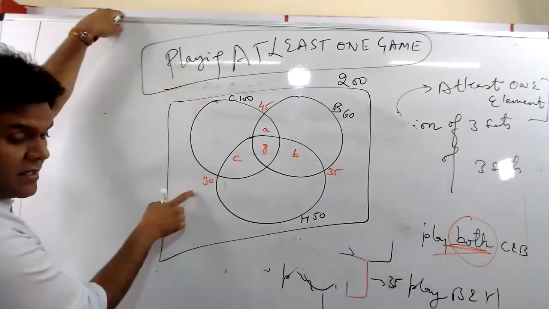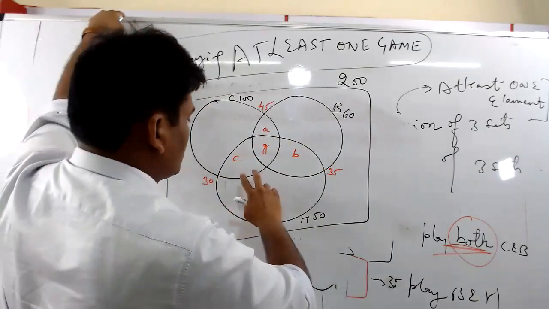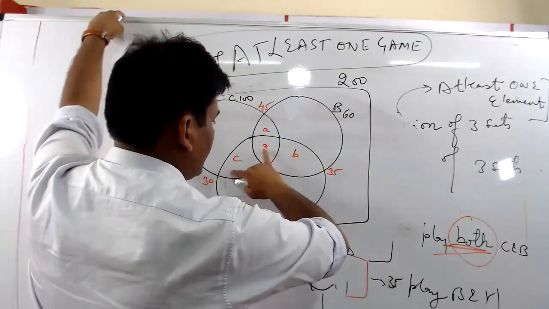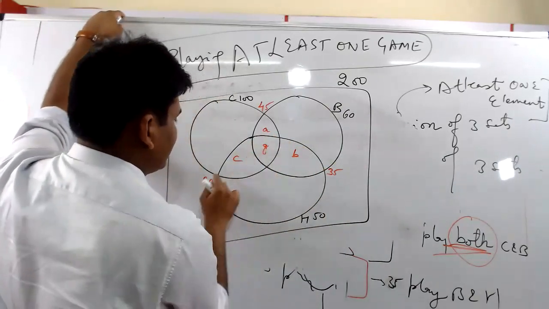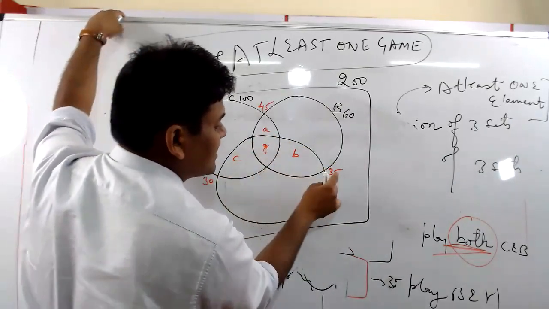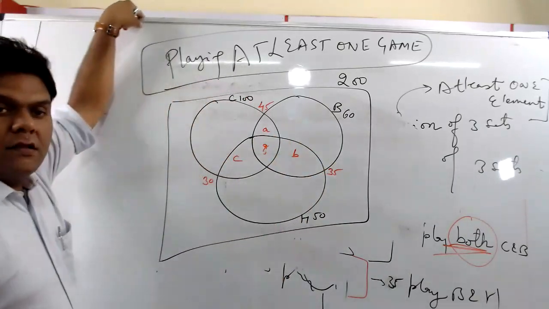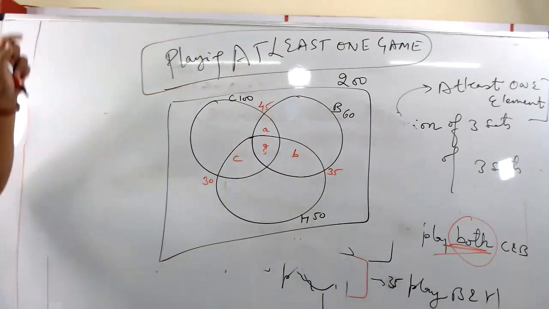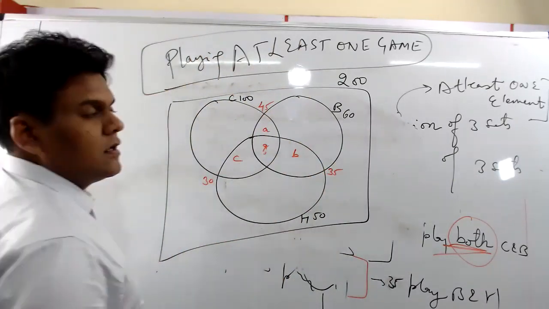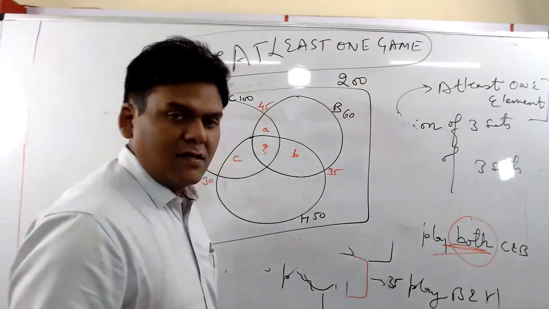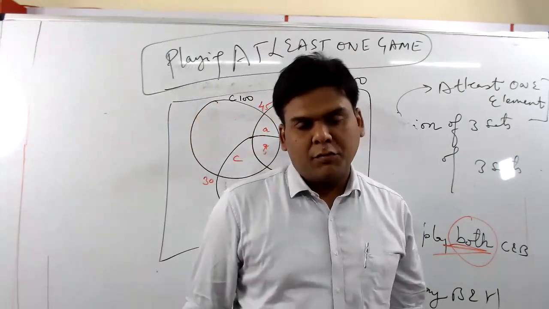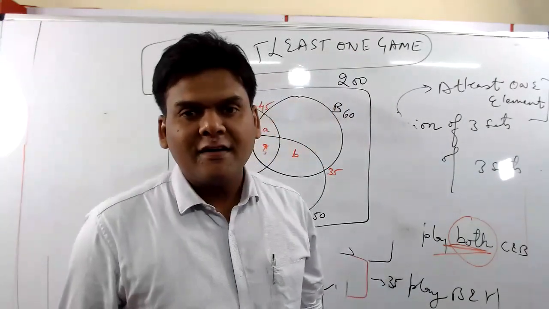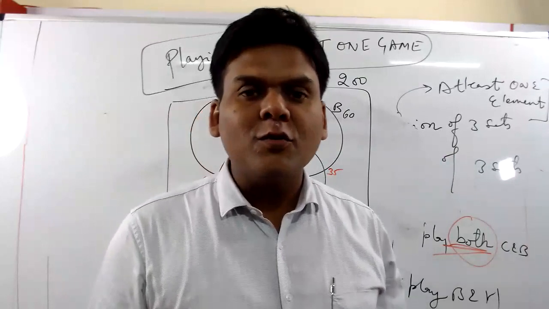So why I'm writing it outside, I hope the reason is crystal clear to all of you. The combination of these two cells is 30. The combination of these two is 35. The question was playing at least one game. So at least one game? Can I say 200 is the answer? Some of you might be wondering. A couple of you are saying 200. No, dear, it cannot be 200.